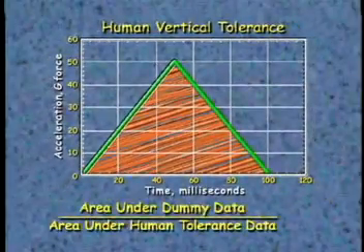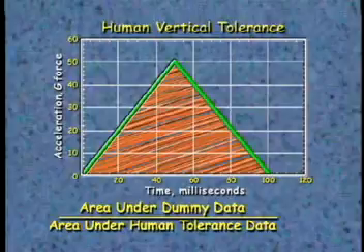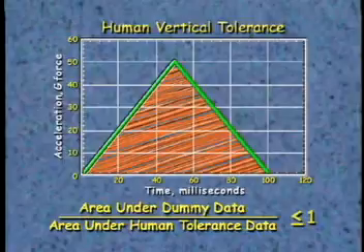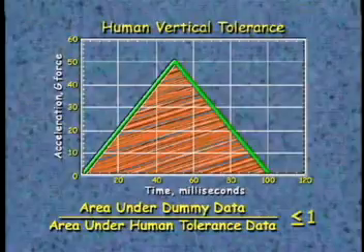Next, we set up a ratio. By comparing the shaded area under the dummy data to the shaded area under the human tolerance data, we can determine if the passengers survived. We want this ratio to be less than or equal to 1 if passengers are to survive.